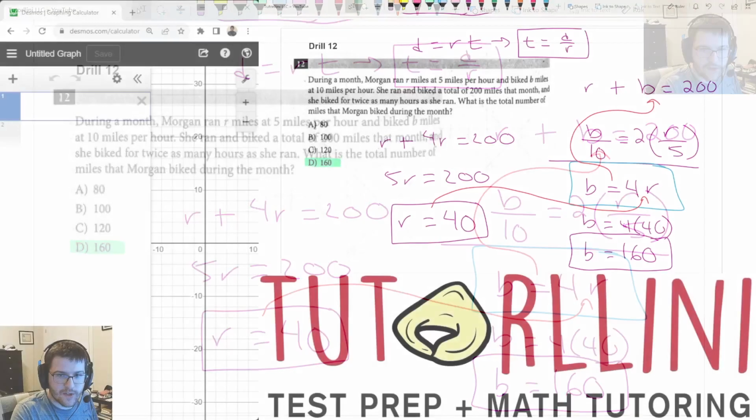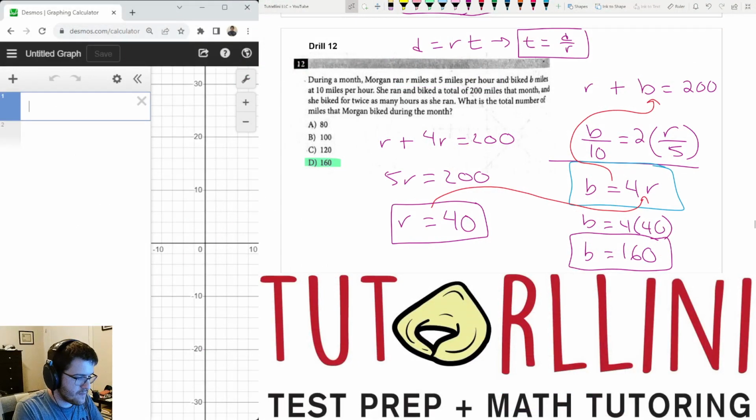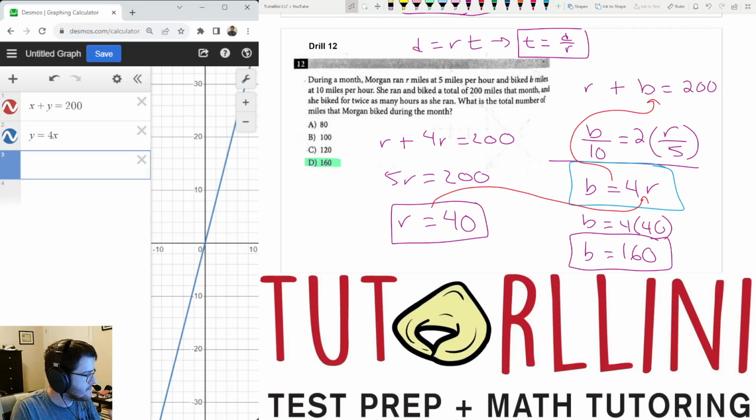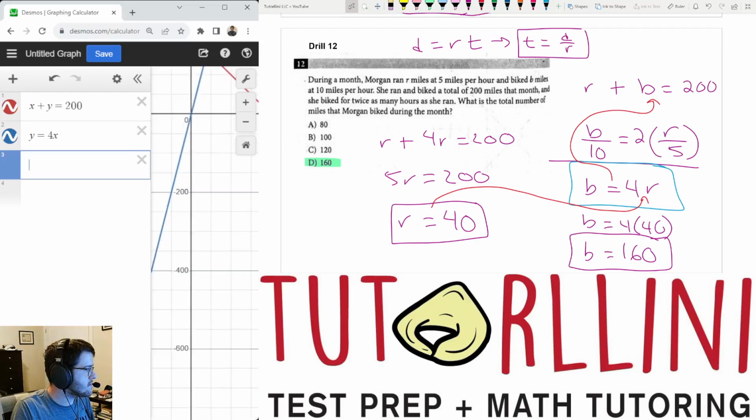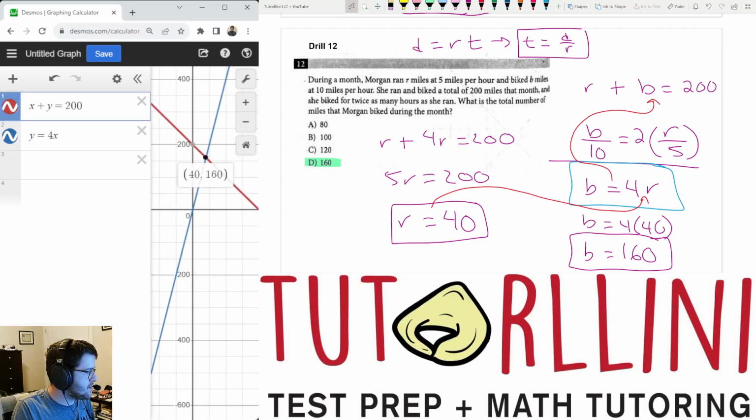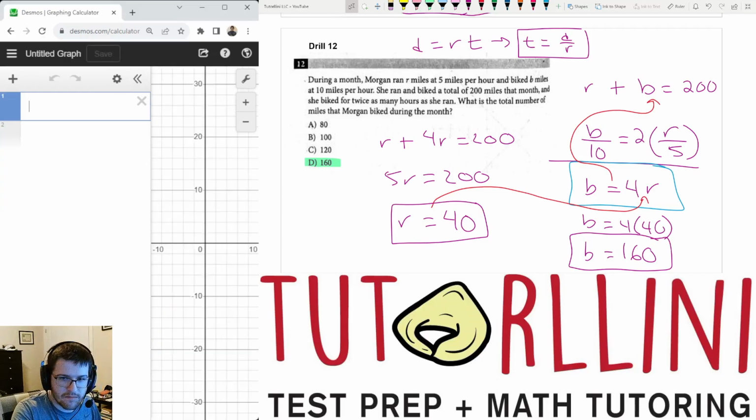And let's use Desmos, because that would have been way faster towards the end there. So x plus y equals 200. And this is really important: don't mix up x and y. B is y, so y equals 4x. Great. So they intersect at x, which is the running, 40 miles, and then the biking B, 160 miles. And it's asking about biking. So we'd put 160. Much faster to solve that on Desmos. It saves you a couple steps.